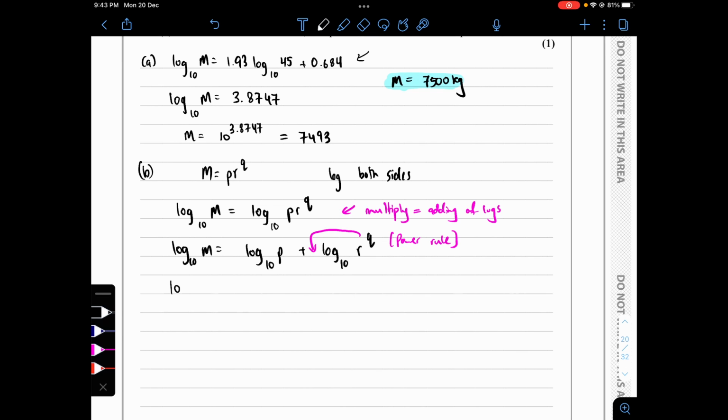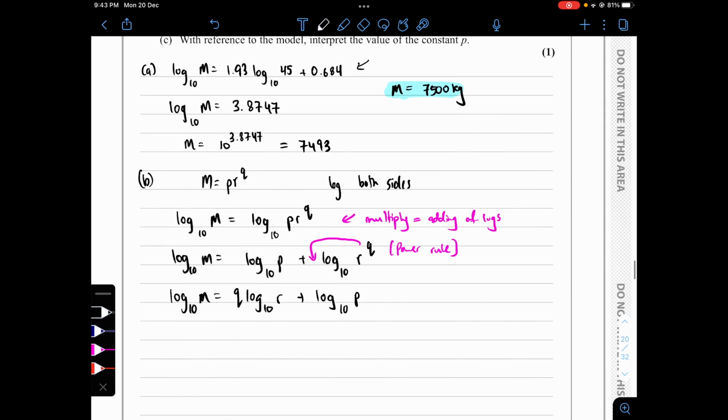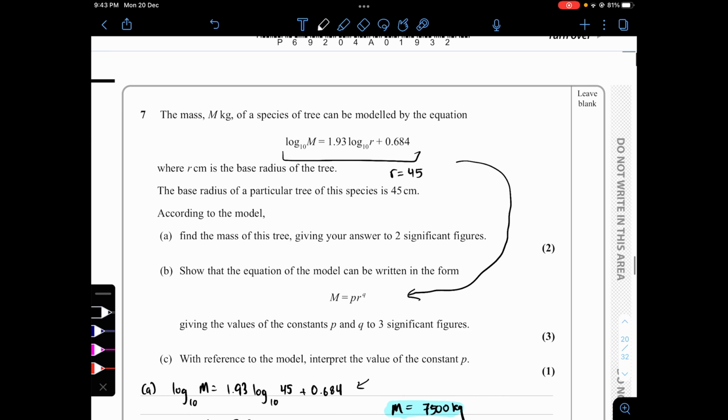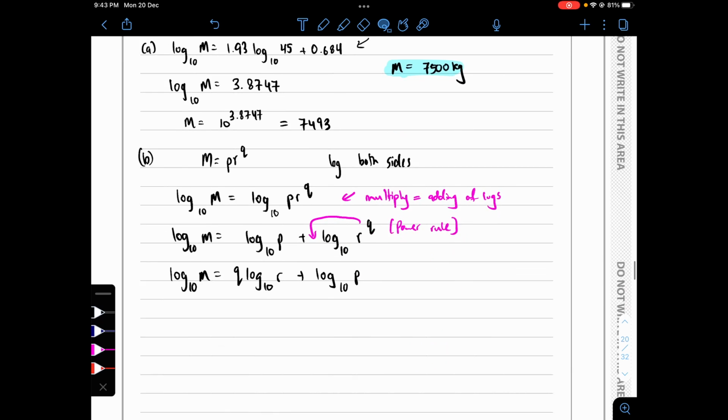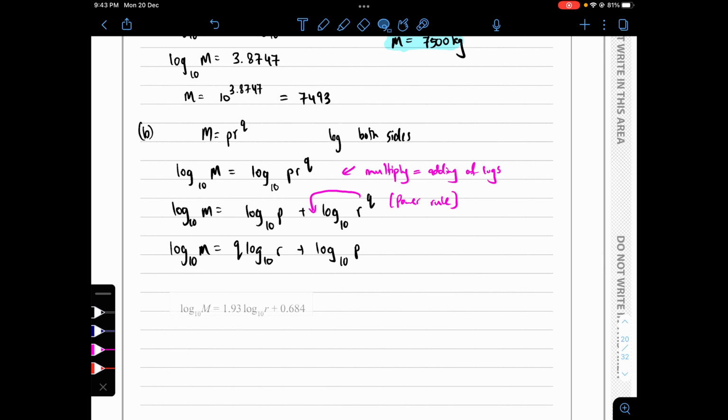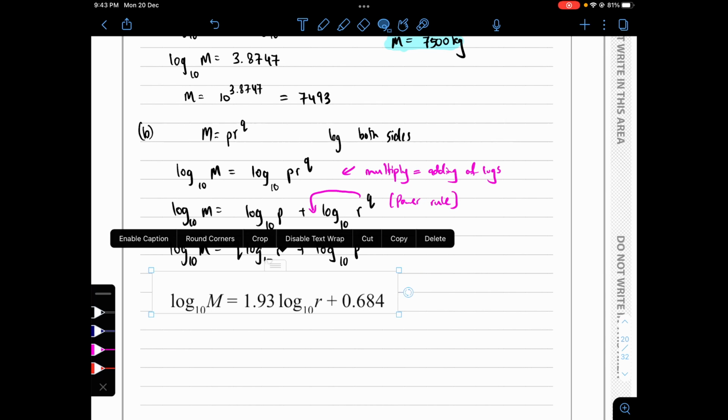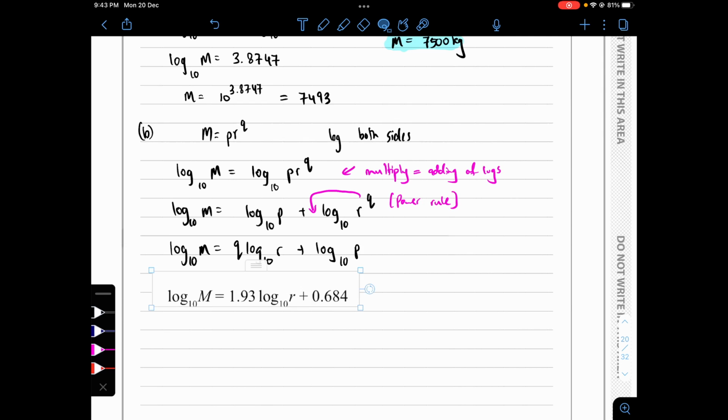Alright, so that'll be log base 10 of m equals q log base 10 r plus log base 10 p. Now let's look at the initial equation we had, which is this. This time hopefully I can copy it properly. Copy, and then I can paste it here. Here we go. So now let's look at what's similar and what's not similar.